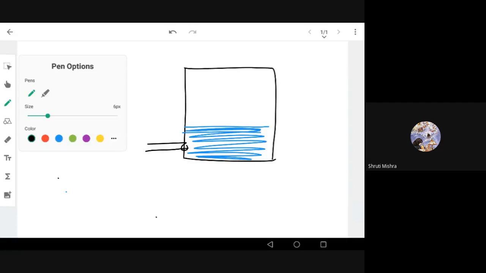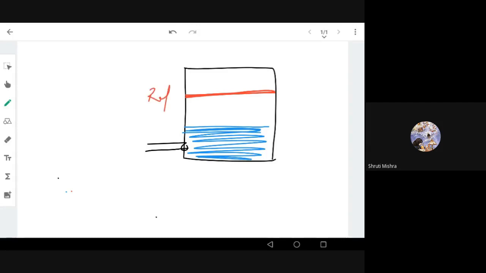Now we need to keep a reference level. That is, we need to tell the controller till which level we want the water to be filled in the tank. That is our input. Okay, that is our reference level. So this is something which we give as input to the controller, right? You can say not to the controller. We compare the reference and the feedback and give the error to the controller, right?